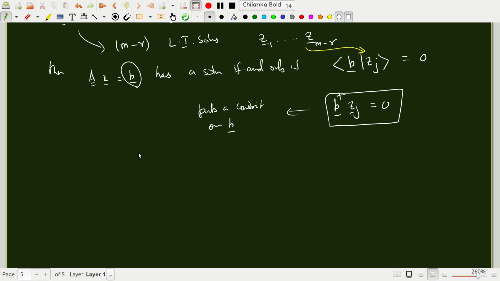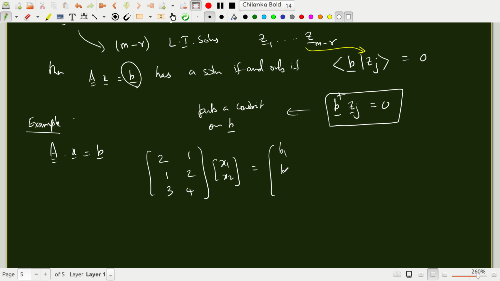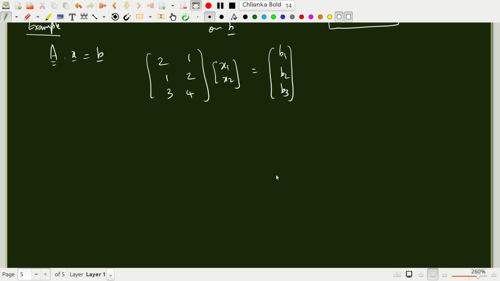So let's illustrate this with the help of an example, the solvability condition. Let's say you have Ax is equal to B, the Fredholm alternative or solvability condition. Let's say A is this 2 1 1 2 3 4, operating on x. We want to know for what values of B this will have a solution.